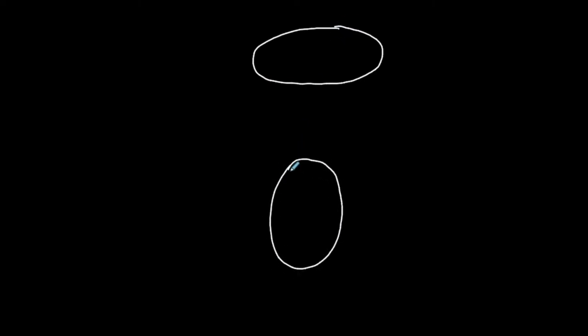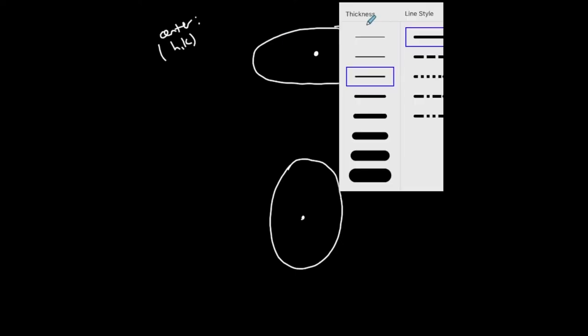An ellipse is basically an egg shape that is sitting either on its side or on its butt. These are ellipses. Now, the center of the ellipse is represented by HK. So the center of the ellipse is the ordered pair HK. Okay, so this is HK. I'm not going to write it there because I need space.